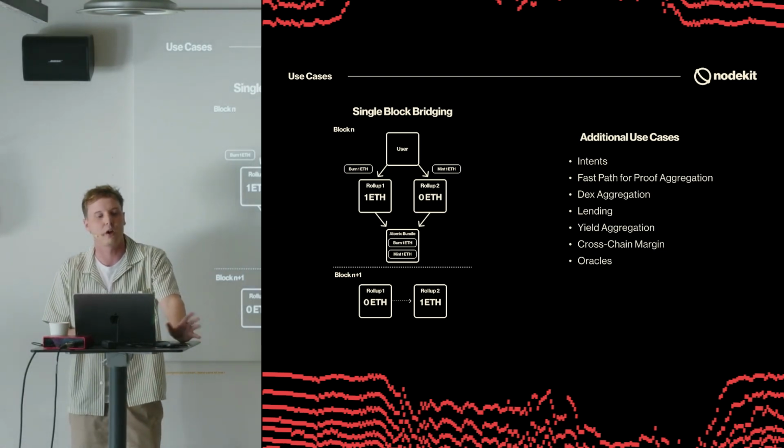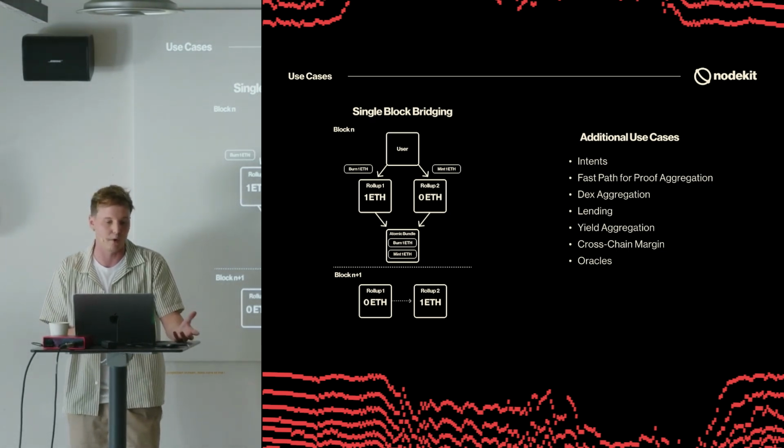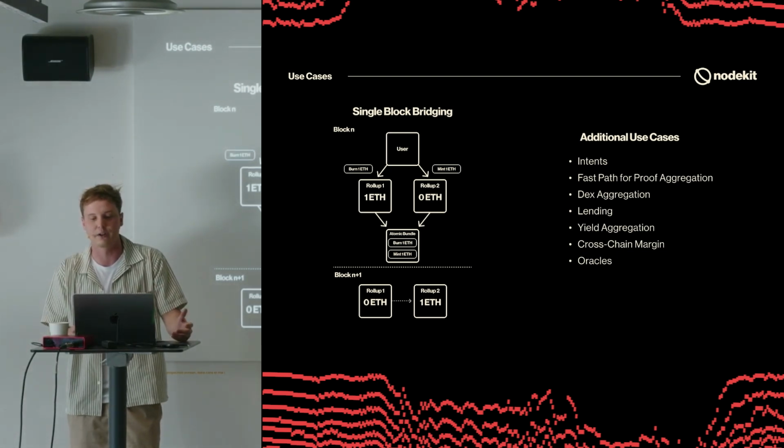So this unlocks a ton of different use cases. At its core, single block bridging is the initial use case. An example here is you have a user. It burns 1 ETH on rollup 1 and mints 1 ETH on rollup 2. Now all of a sudden you're able to do that transaction in a single block swap. But there are some additional use cases that can be generated as well, including cross rollup intents, fast path for proof aggregation. We actually just did this with the Polygon AggLayer. We provide synchronous composability and a fast path for their proof aggregation, DEX aggregation, lending, yield aggregation, cross-chain margin, and oracles.